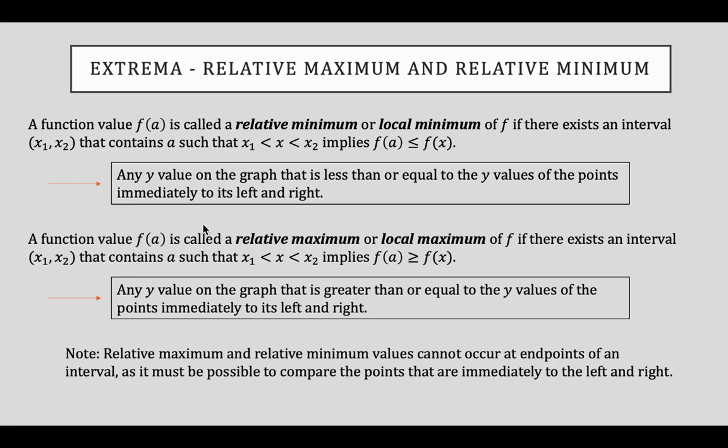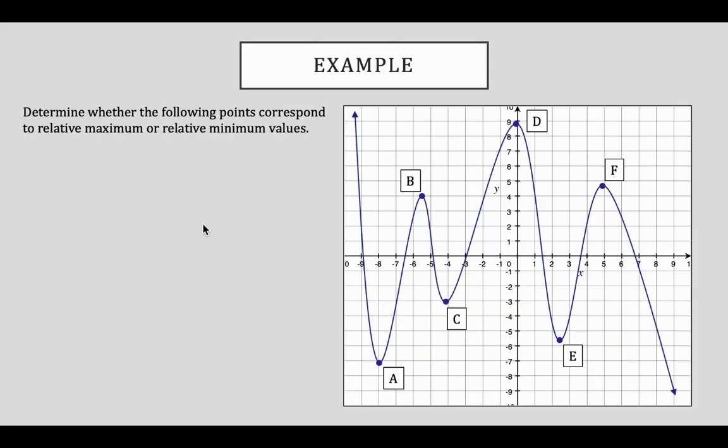One thing to make note of is that relative maximum and relative minimum values cannot occur at endpoints. They can't occur at endpoints because you must be able to compare that y value to points that are immediately to the left and right of it. Therefore it can't be at an endpoint. Let's take a look at a graph here to get an idea of what relative max and relative min means.